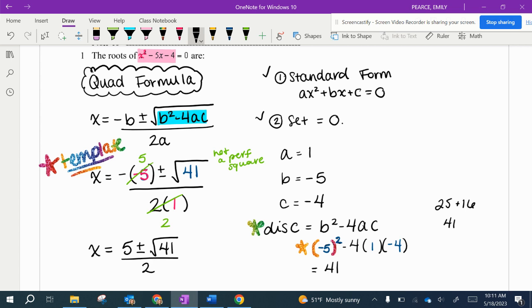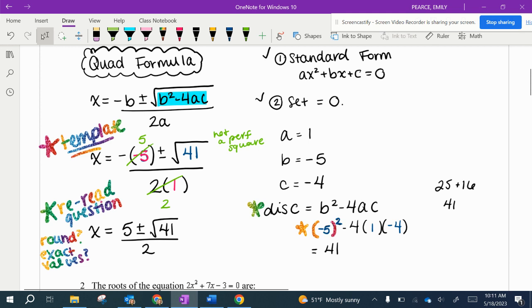Okay? And the last step I'm going to do before I box this is I'm going to reread the question. And I'm going to see, is it asking me to round? If it is, then you want your answer as a decimal. Is it asking me for exact values? If it is, then you want to leave it as a fraction or in simplest radical form. And the last thing it might ask me is simplest radical form, okay?